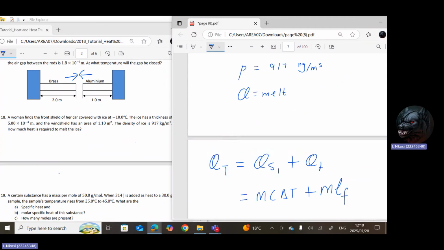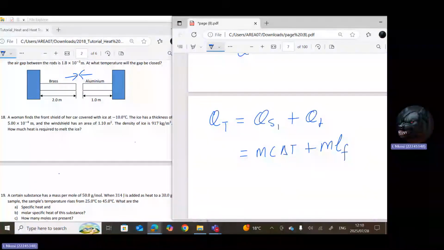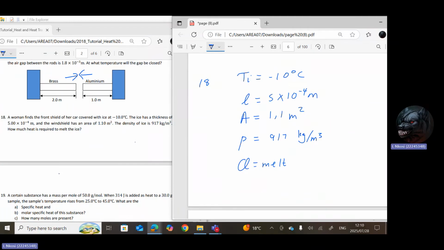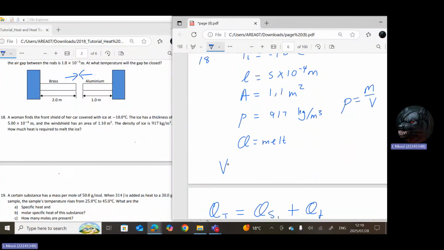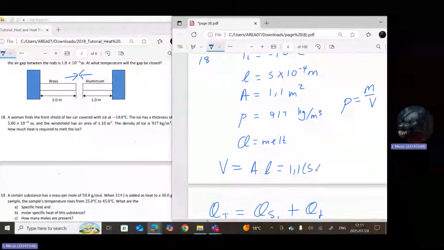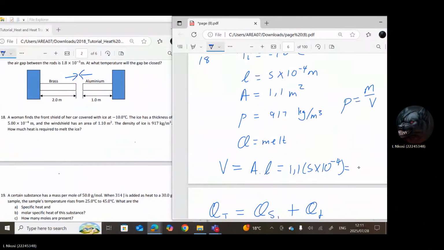So what are we looking for? We don't have the mass of the ice. We first find the mass, and we were given the density. We know that density is mass over volume, right? But first, we must find the volume. Now, do you see these two units, meter and meter squared? When you multiply them, you get meter cubed, which is volume, right? So the volume will be the area times the thickness. So it's meter squared times meter. So here, it will be 1.1 times 5 times 10 to the minus 4. That's how you find the volume.